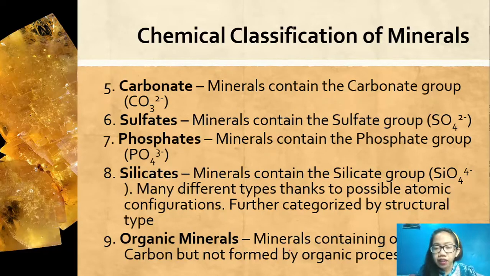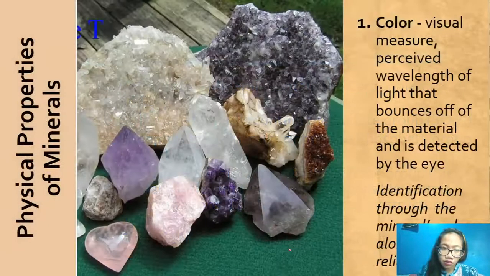Okay, and other organic minerals. For example, they contain organic carbon. That type of carbon came from organisms, but it has already decomposed, and it was not made by organic processes but by normal geologic processes. Okay, so those are the 9 types of minerals based on chemical classification.